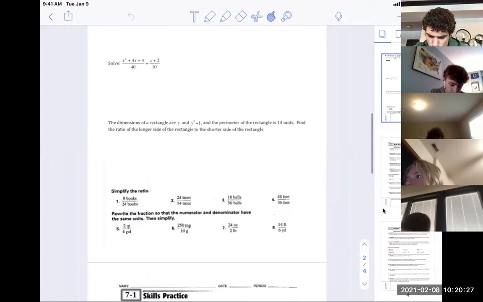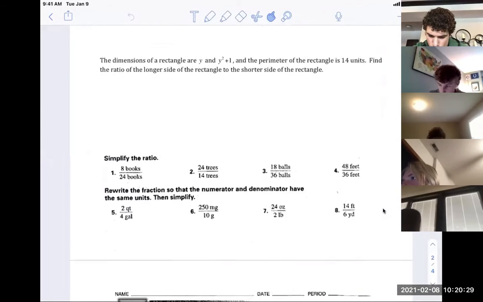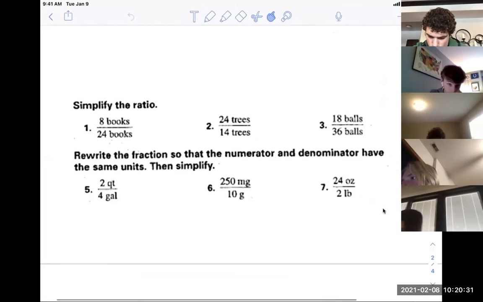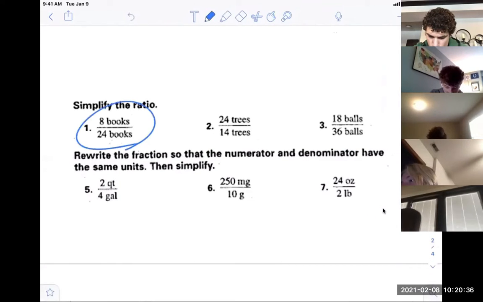Okay, so first of all, on the second page, let's just look at these problems that are down at the bottom of the second page. How do you simplify something like 8 books over 24 books?